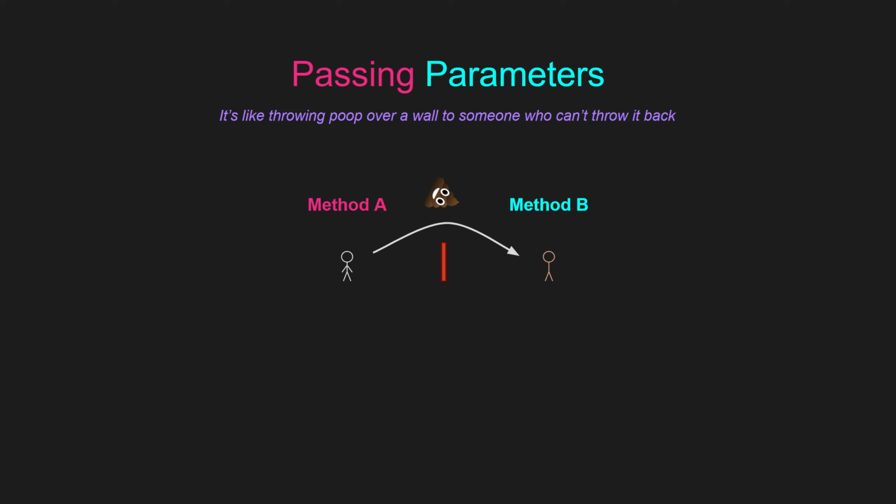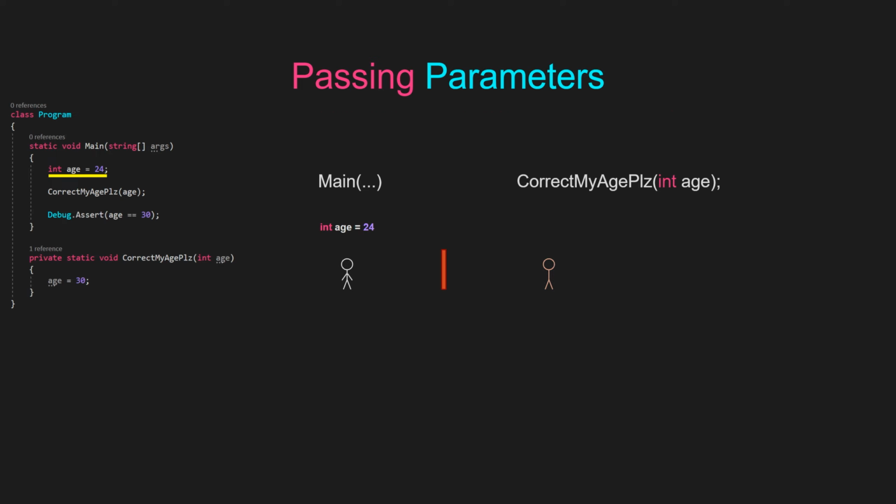Passing parameters from one method to another, as can be seen here, is like throwing poop over a wall to someone who can't throw it back. See here that method A is throwing poop over a wall to method B, who has no arms. So let's take a look at a simplified example.